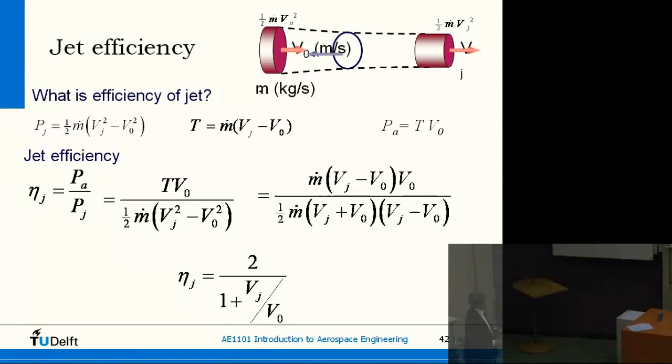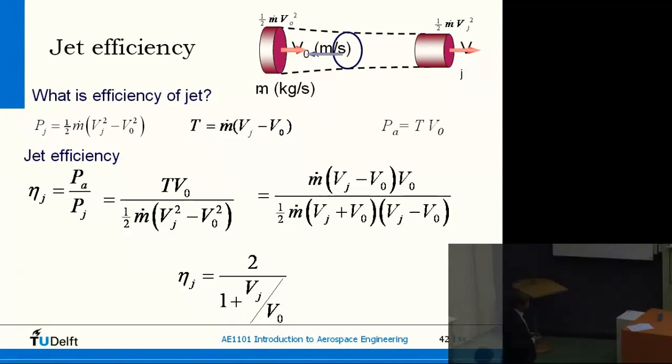So if we write the same formula in a different way, we can make this equation much simpler by taking this out, and we basically are left with ṁ times V0 times half Vj plus V0. And then if we divide everything by V0 and we put the 2 on top, we get a very simple formula for the jet efficiency: 2 divided by 1 plus Vj over V0.